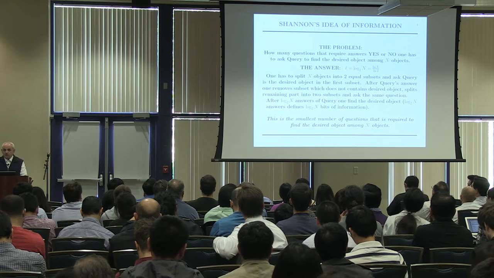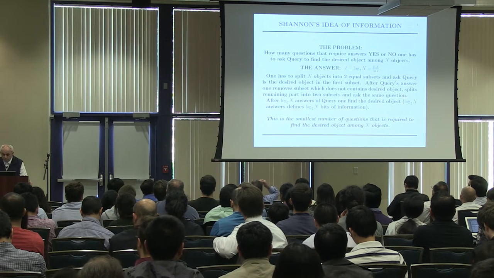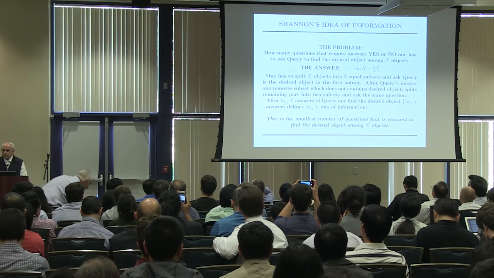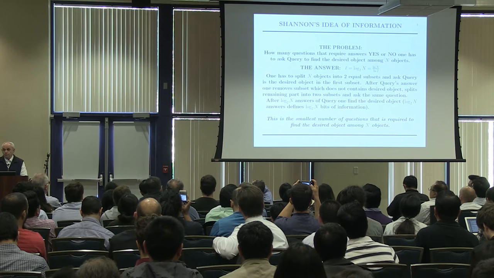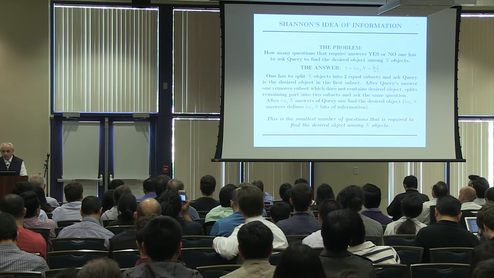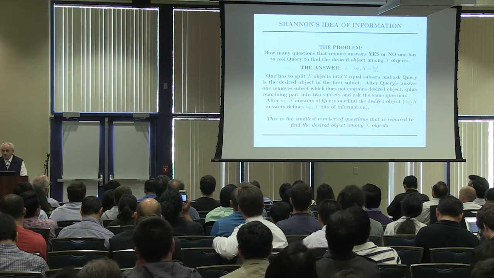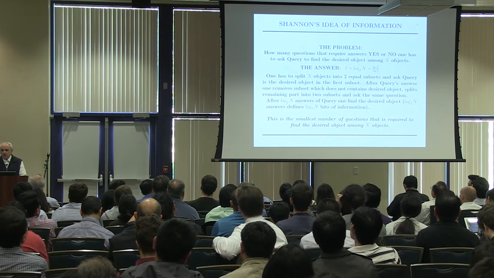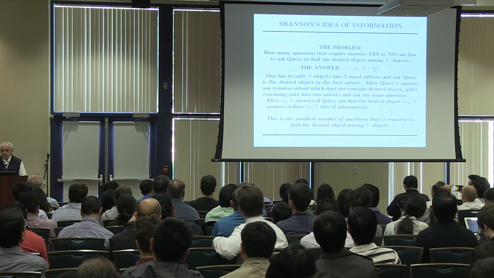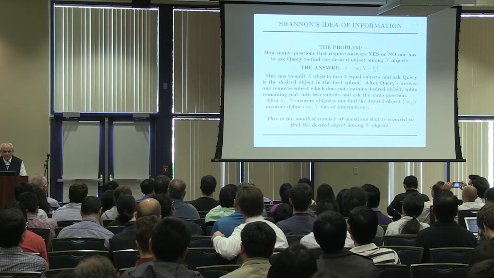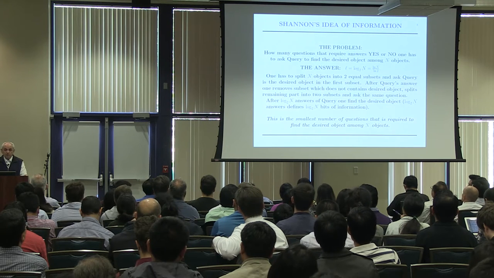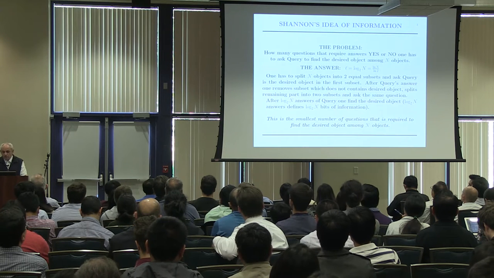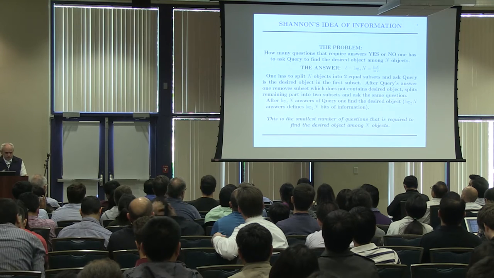But before I start the discussion, let me come back to Shannon's concept of information. Shannon starts with a very simple question. Suppose you have n objects, and you would like to pick one object from the n possible objects. And you can ask Curie questions, and Curie will answer yes or no. Just one bit of information he will give you. How many questions do you have to ask to find the desired function? The answer is log n. And the algorithm is very simple.